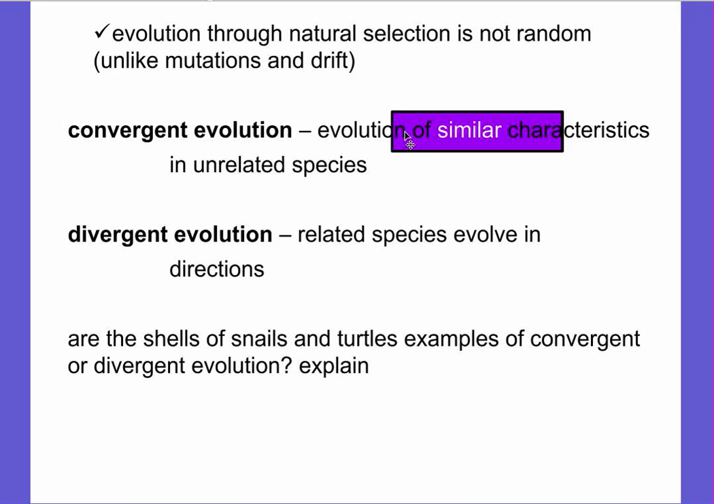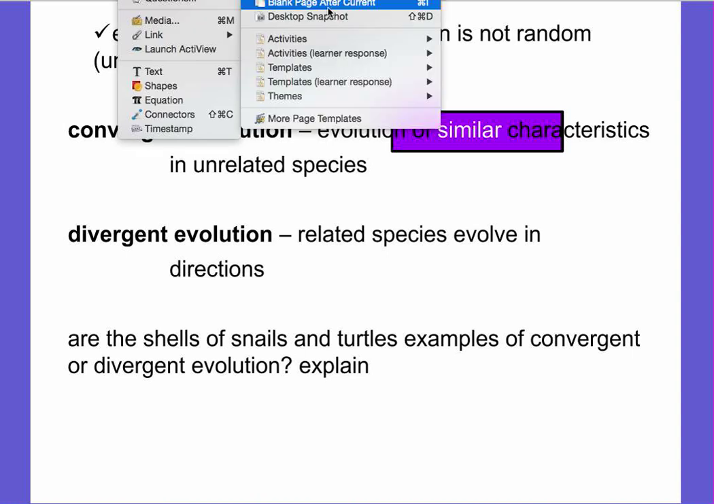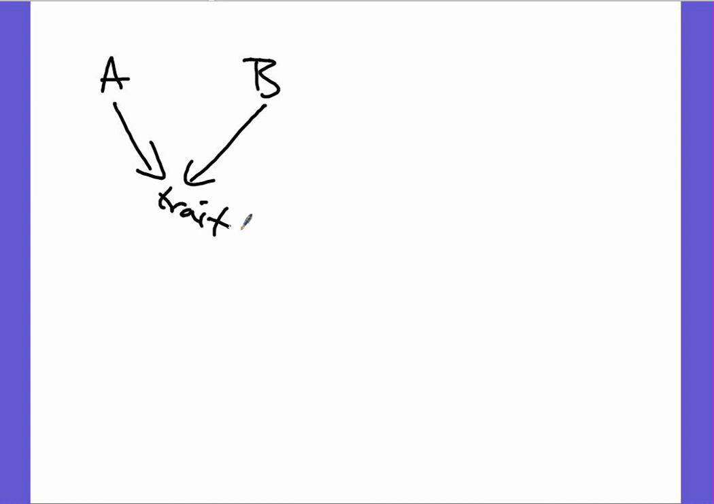In convergent evolution, we're going to have evolution of similar characteristics in unrelated species. Which actually should be kind of familiar to you guys. I need an extra page here, so let me insert one. So if I had species A, species B, convergent evolution causes them to end up with some similar trait. It's called convergent because they actually come together, right? So they were different, but now they're kind of similar.